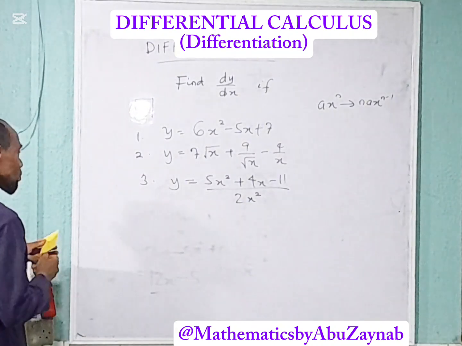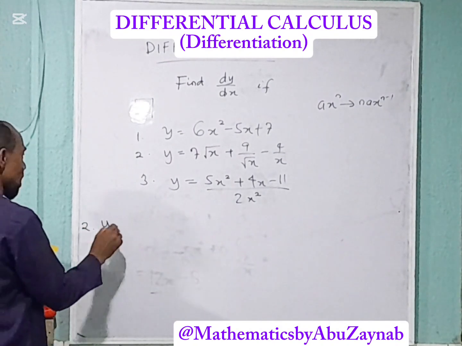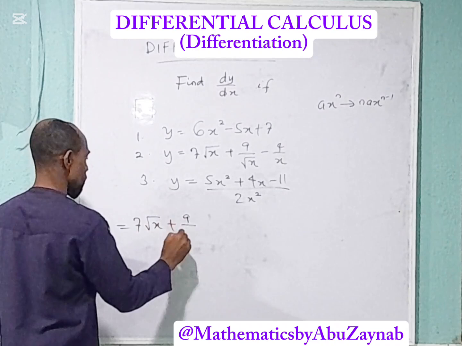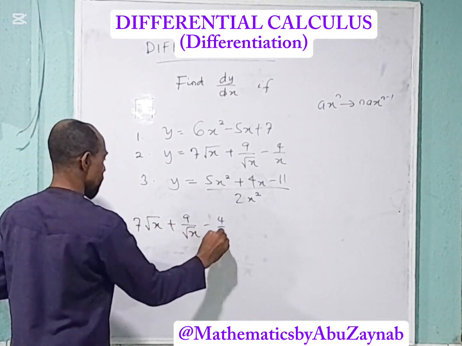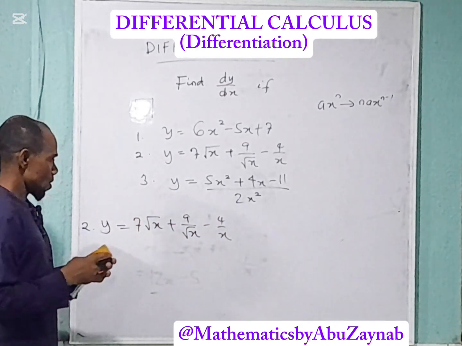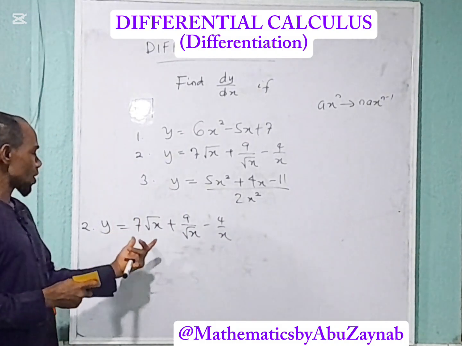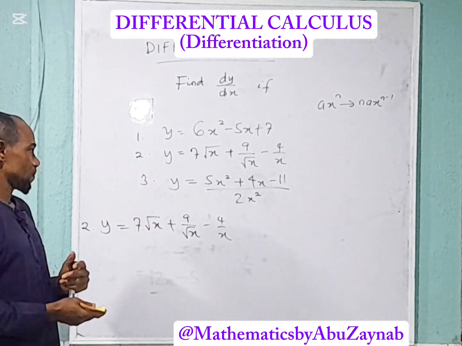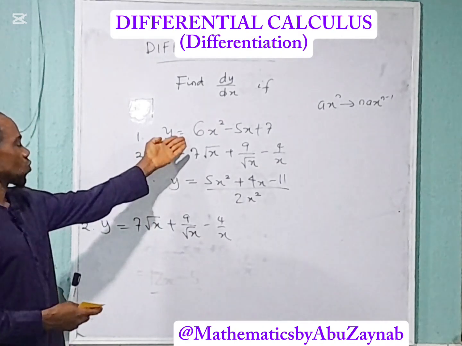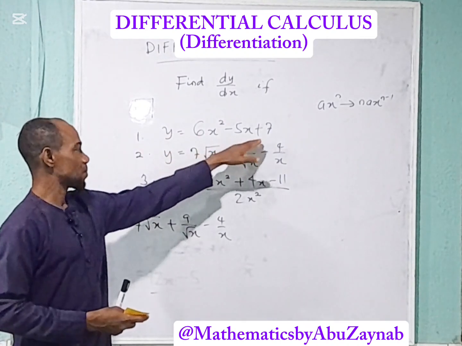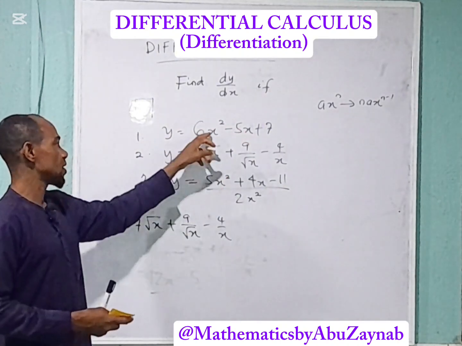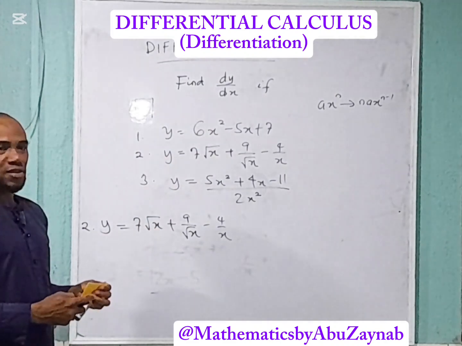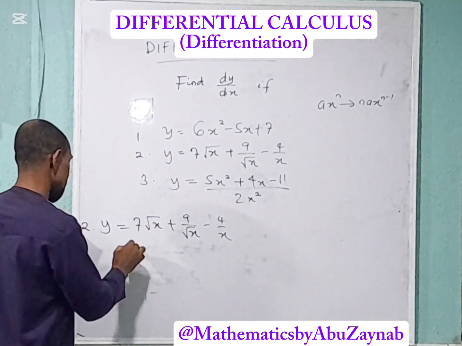Question 2. You've got there that y is equal to 7 root x plus 9 over root x minus 4 over x. Now, before you proceed, you must try to express each term in terms of indices, as is the case in question 1. We have here terms separated by plus or minus, and each term is written in initial form. We have roots here, this is not yet in indices, so express this as indices.